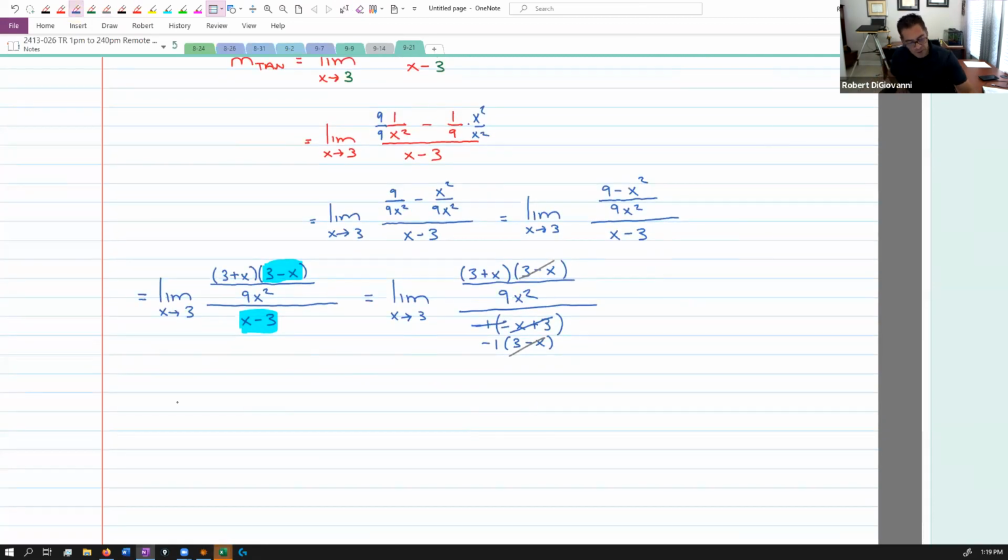So I'm going to write the limit one more time. Here's where we are. We have limit x approaches 3. On top, I have a 3 plus x. Below that, I have a 9x squared. And below that, don't forget, you have a -1.